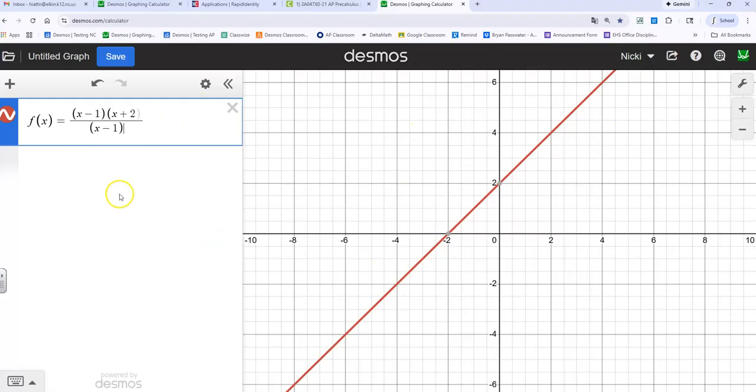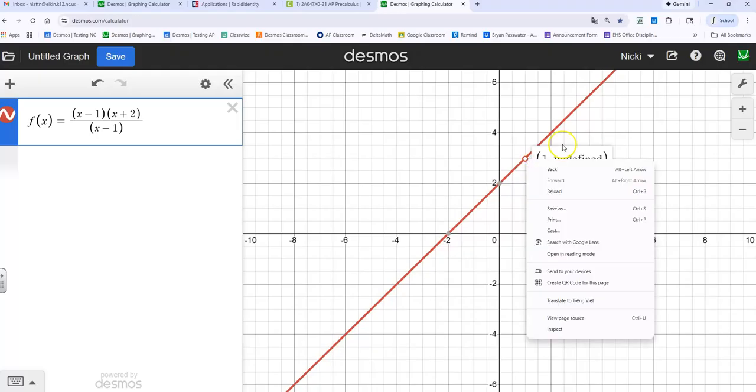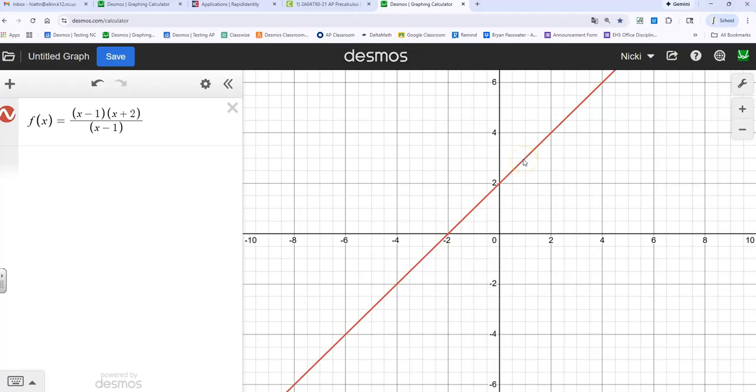However, if you know where to look, I can see in this denominator that x cannot equal 1, right? So if I go over here to where x equals 1, if I can get right to that point, if I click on it and drag it over there, oops, I lost it, then it's going to turn into an open circle and show that it is undefined at that point, right? So holes are tricky to see on a Desmos graph.